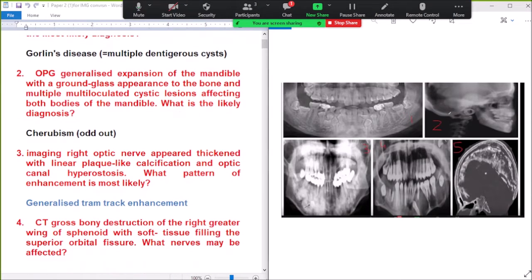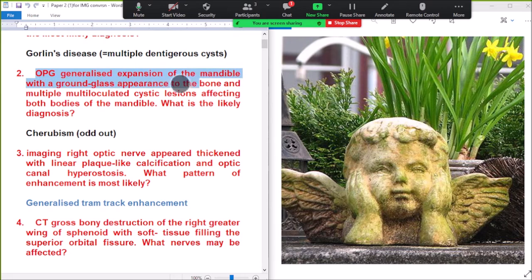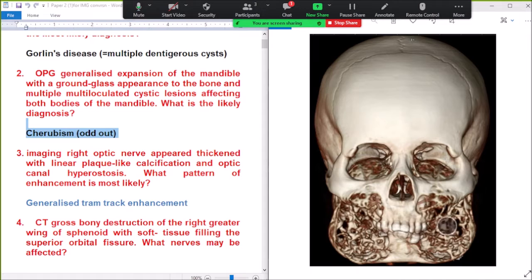Question number 2. OPG shows generalized expansion of the mandible, a ground glass appearance to the bone, and multiple multiloculated cystic lesions affecting both bodies of the mandible. What is the likely diagnosis? Cherubism. Cherub is an angel, a baby angel. Look at his cheeks; they are widened. It is multiple expansion of the mandible with bilateral fibrous dysplasia, and multiple cystic lesions in both mandibles. So it's cherubism. No other disease has such a presentation.